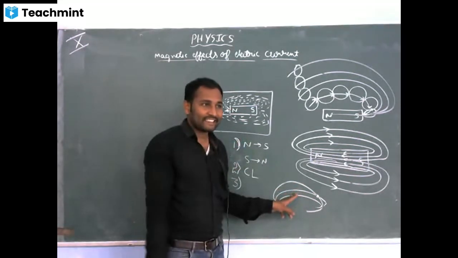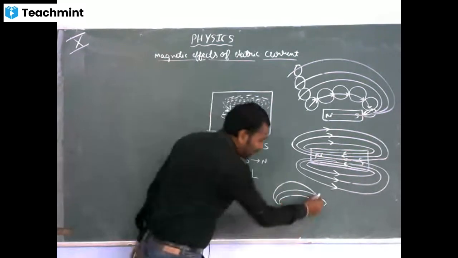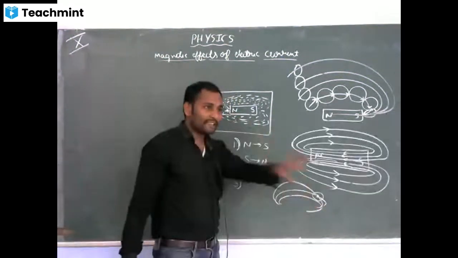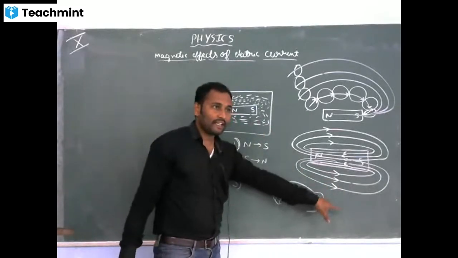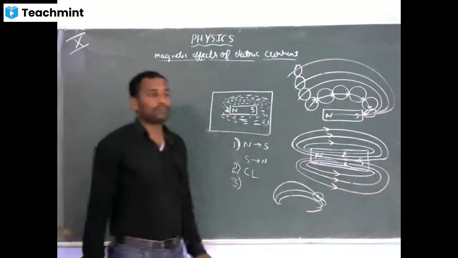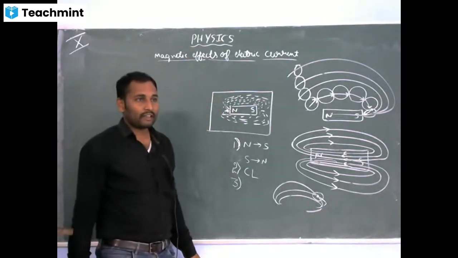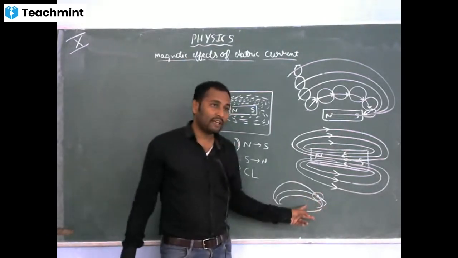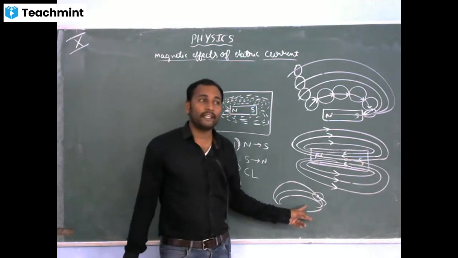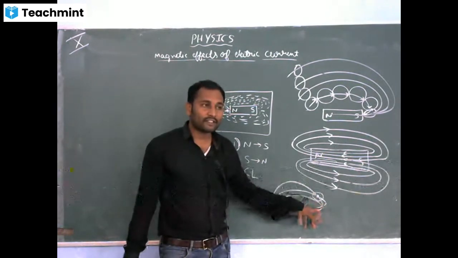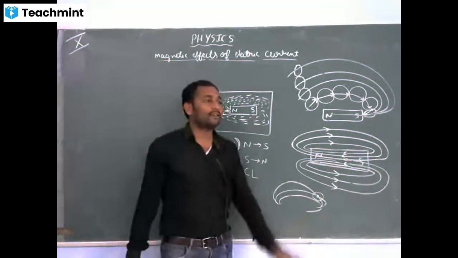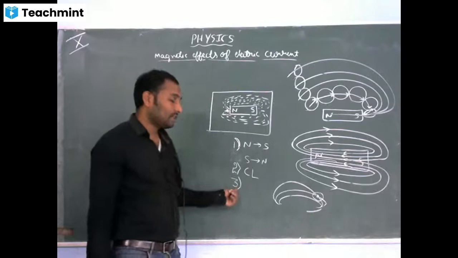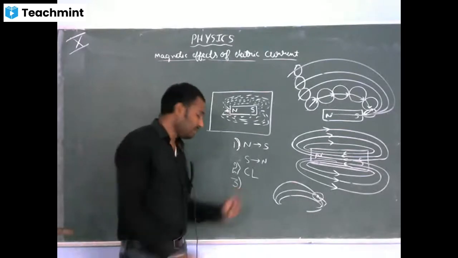If they intersect, it would mean that at the point of intersection, if you place a compass needle, it has to show two-side deflection, right? Which is highly impossible. Clear? No two magnetic field lines will ever intersect. If they intersect, at the point of intersection, the compass needle should show two-side deflection, which is impossible. So this is the third point.